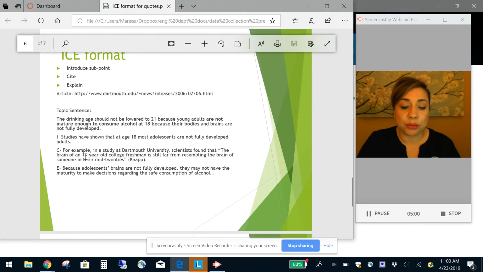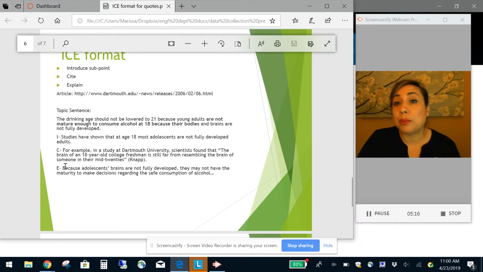Now go into the example. For example, etc., etc. Okay. Now we're going to explain. Okay, good, 2 to 3 sentences. Because adolescents' brains are not fully developed, they may not have the maturity to make decisions regarding the safe consumption of alcohol. And then you can go on.